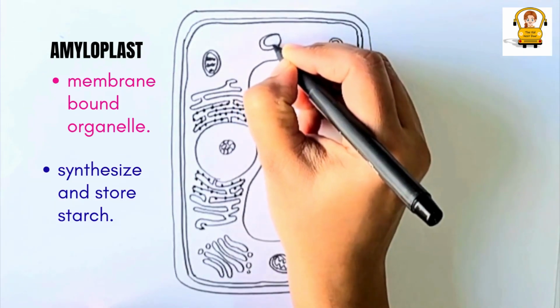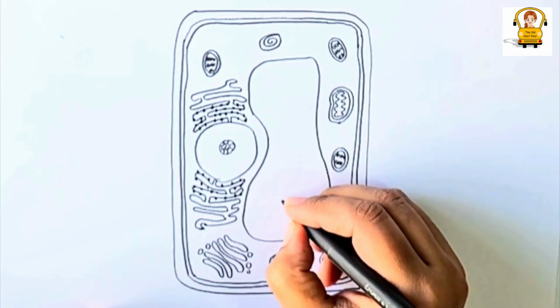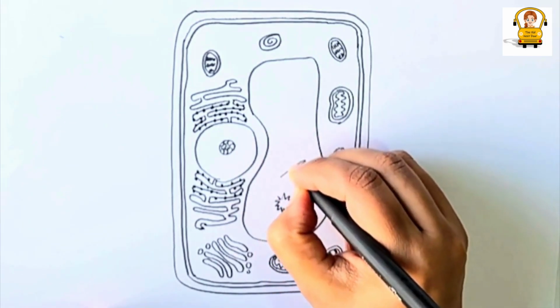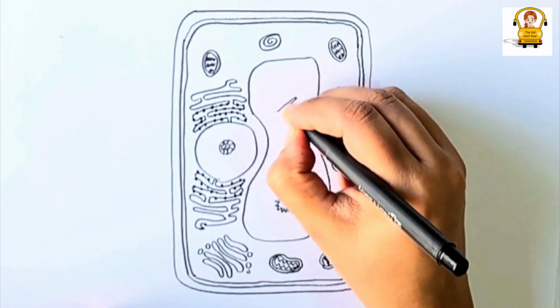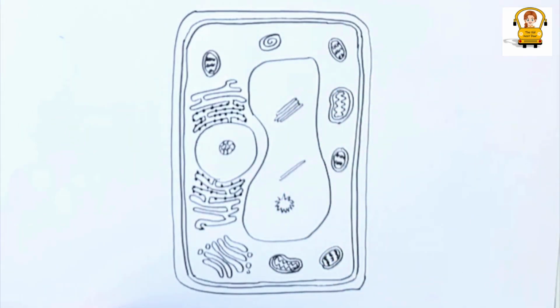Next, we'll draw a amyloplast, which stores starch in the plant cells. Inside the large central vacuole, we'll draw some crystals. These are different kinds of crystals, and the purpose is mainly again for storage.